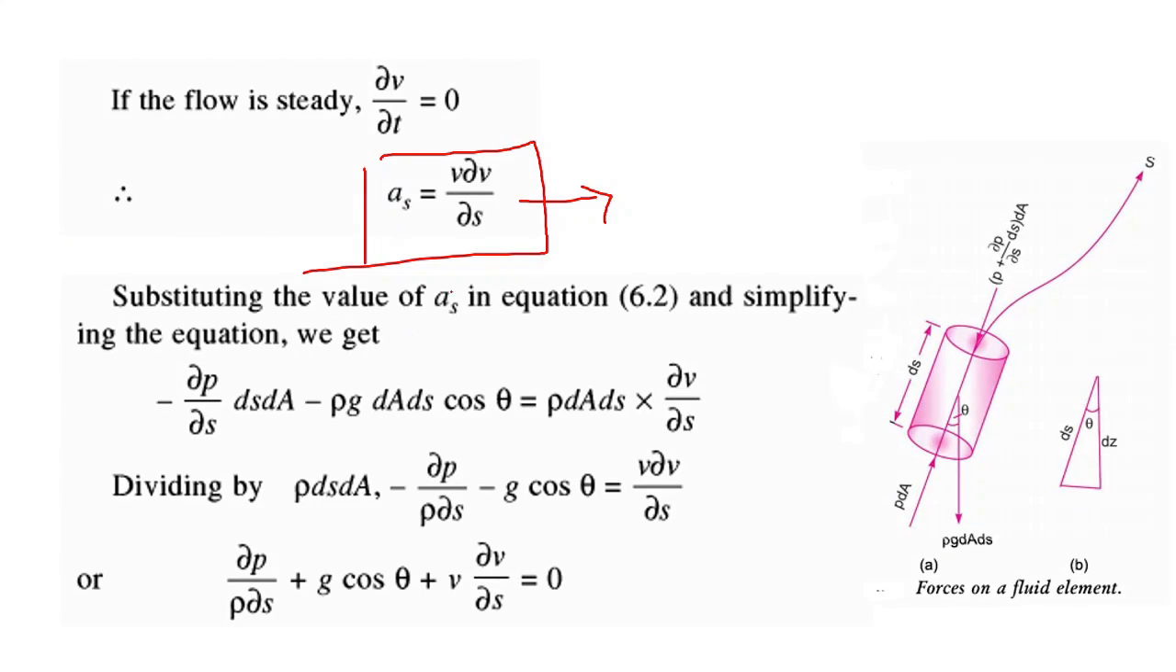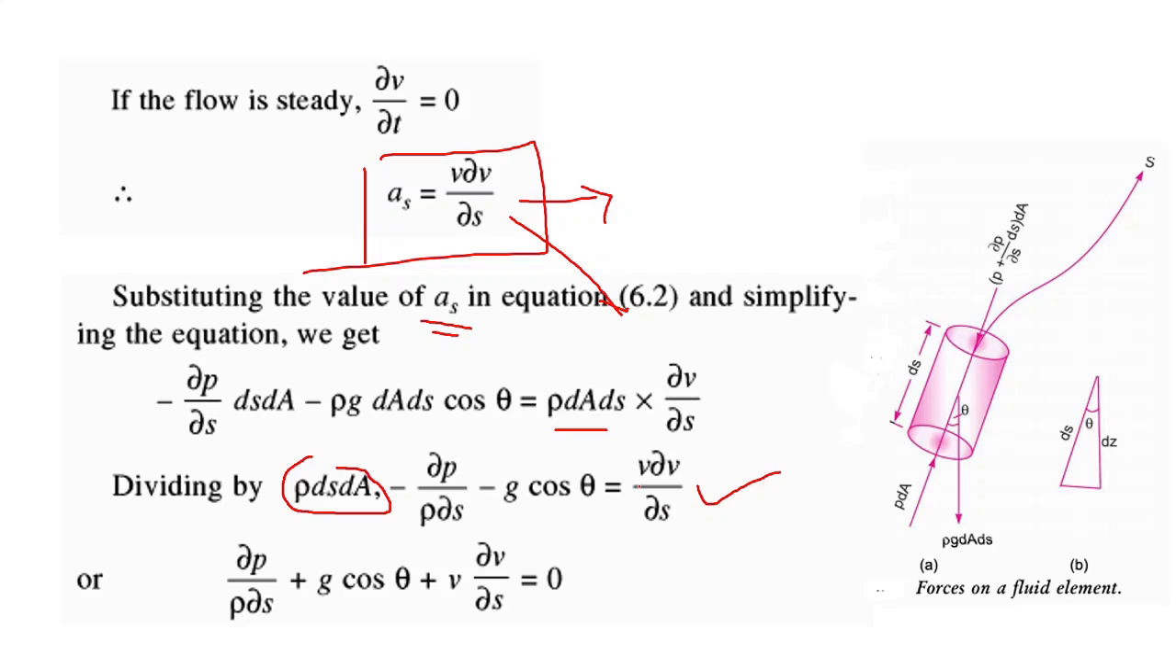Substituting the value of as and simplifying, what are we getting? Minus dou p by dou s into ds into dA minus rho g into dA into ds cos theta, this is weight, is equal to mass into as, that is v dou v by dou s. Now we divide this by rho ds into dA. Once we divide, we get the equation: dou p by rho dou s minus g cos theta is equal to v into dou v by dou s.